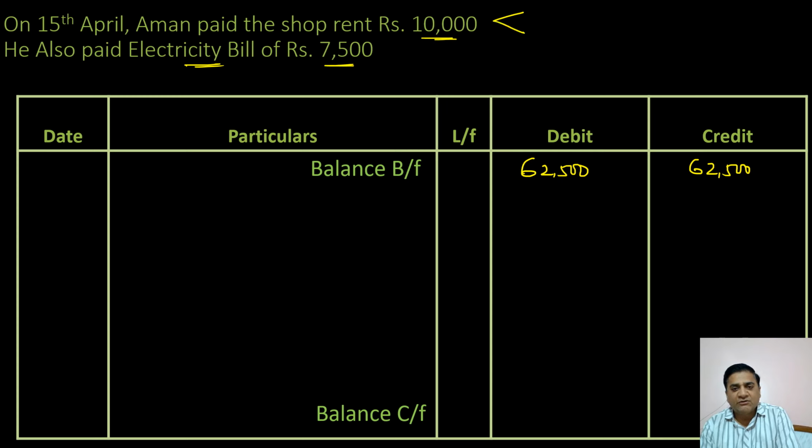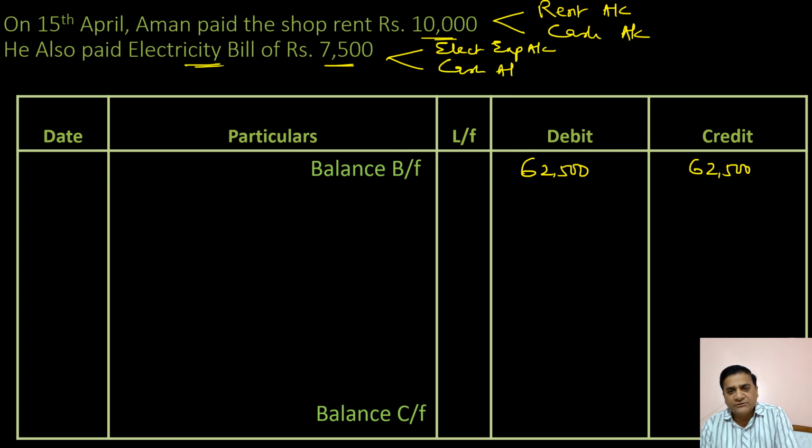It says paid shop rent. What are the accounts involved here? One would be the shop rent account, the other one would be cash. Also paid the electricity bill of 7,500. One would be electricity expenses account, the other one would be cash account. Which is to be debited? Expenses are to be debited.